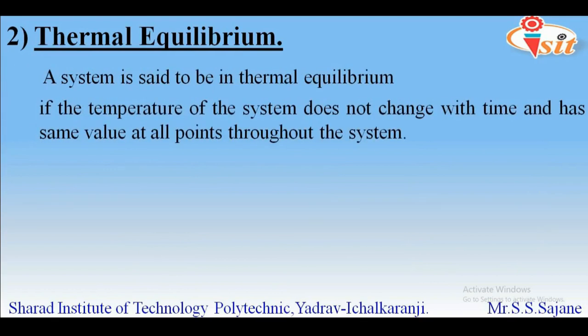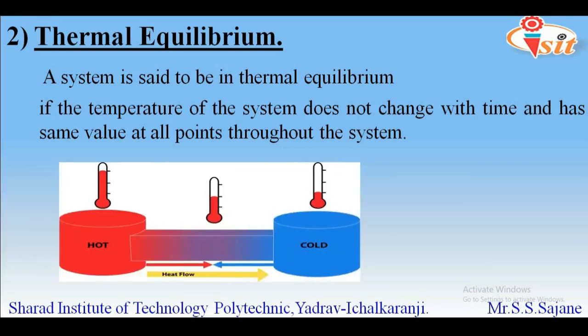A system is said to be in thermal equilibrium if the temperature of the system does not change with time and has the same value at all points throughout the system. Here simply we can say that a system will be in thermal equilibrium if the temperature throughout the system is the same. Then in that case we will call the system to be in thermal equilibrium.